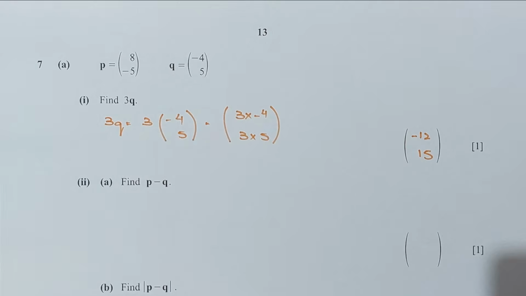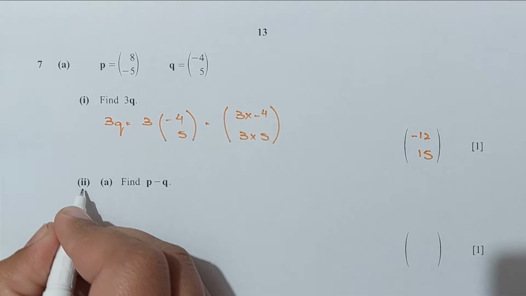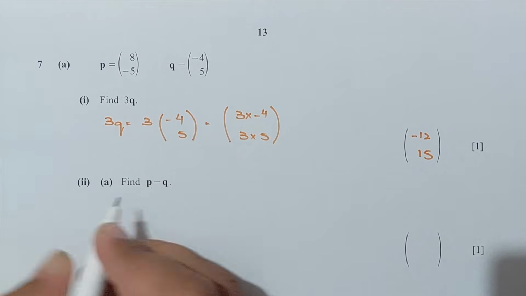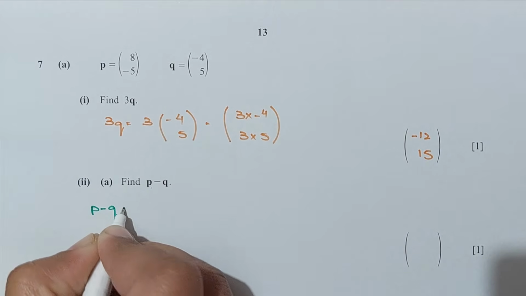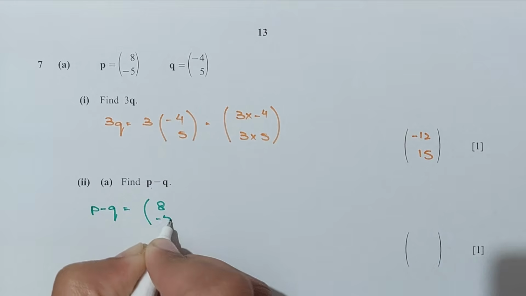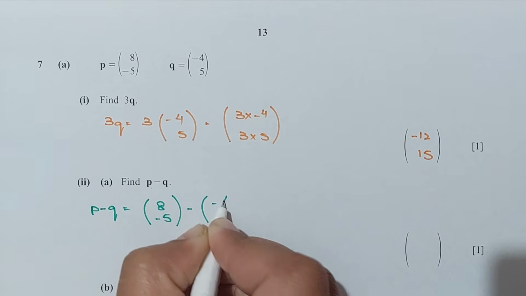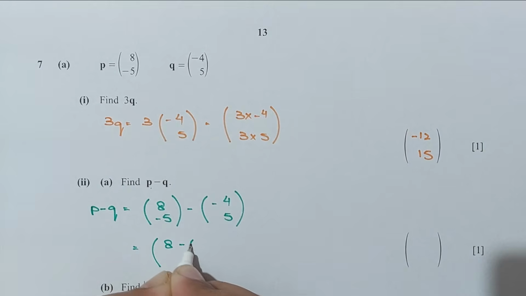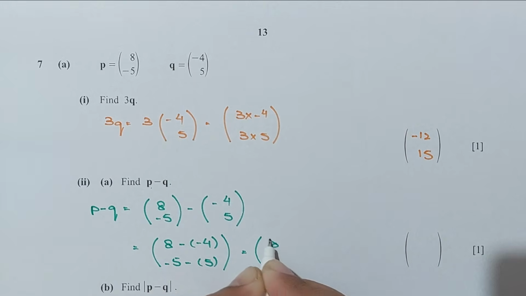Right. The next part, the second, is find P minus Q. So P subtract Q. The P vector is 8 and minus 5, and subtract minus 4 and 5. So this is 8 minus minus 4, and minus 5 subtract 5. So here we have 8 plus 4 and minus 5 minus 5. 8, 9, 10, 11, 12, and this is negative 10.